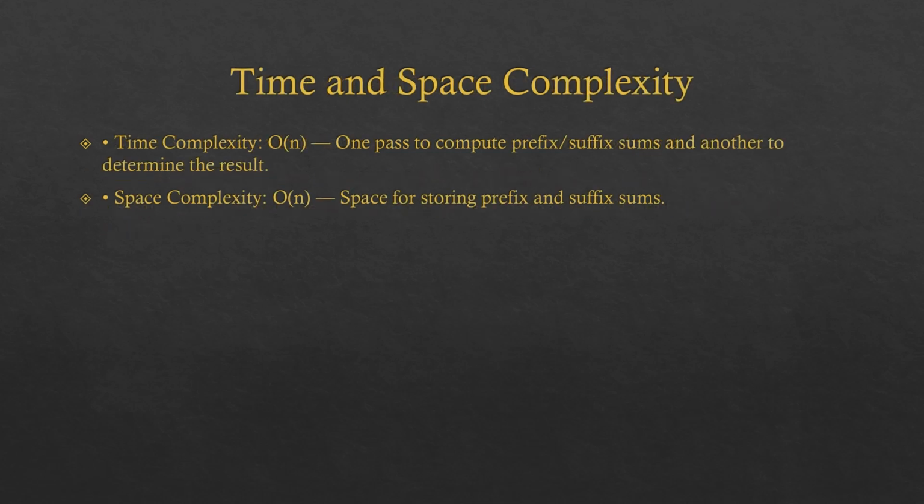Let's talk about the complexity. The time complexity is O(n) because we make two passes through the grid, one for computing the prefix and suffix sums and another for calculating the result. The space complexity is O(n) due to the storage of the prefix and suffix sums.